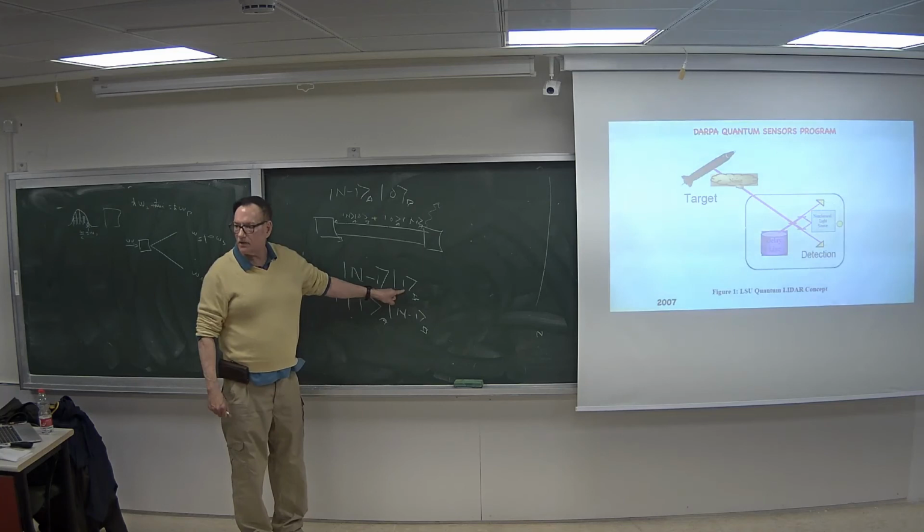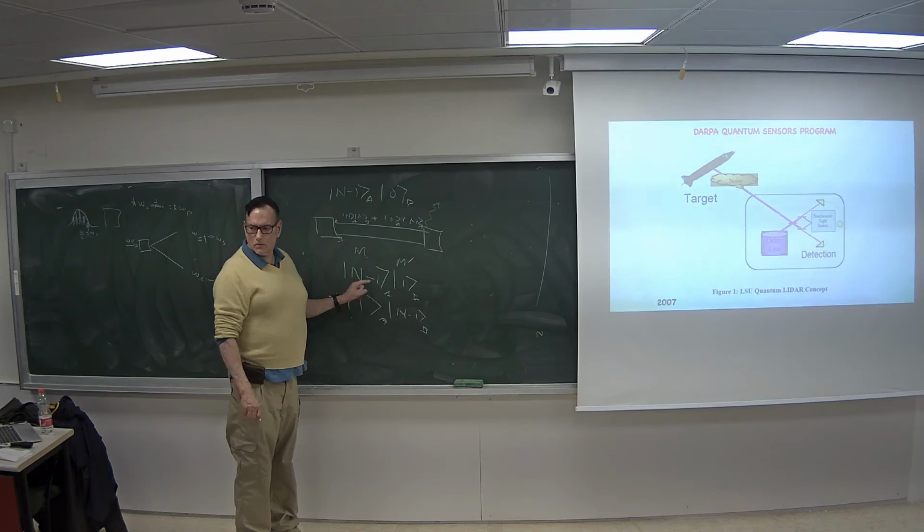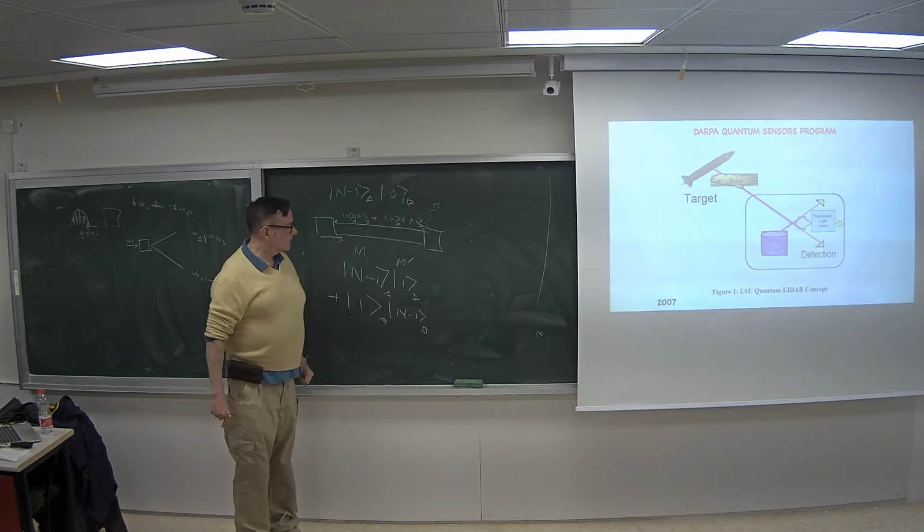So we call these M and M states. We have M and M prime, because you might borrow two. The more you borrow, the worse the resolution and the worse the sensitivity, but the better the resistance to loss. But let's just look at one.